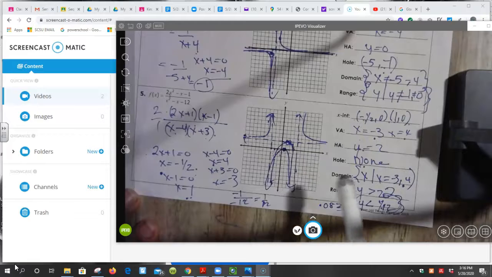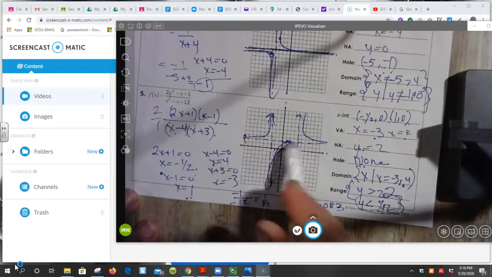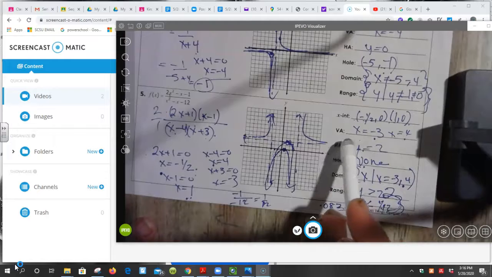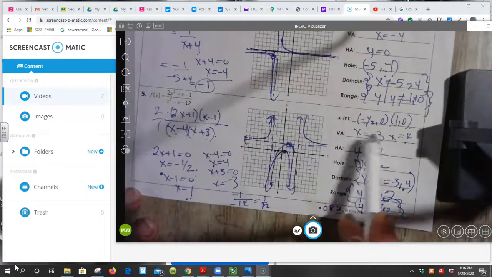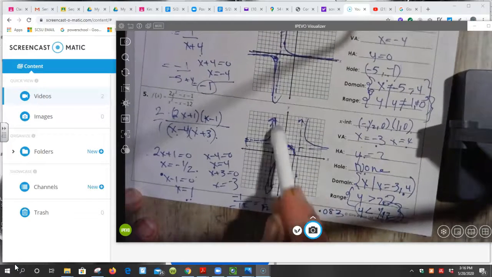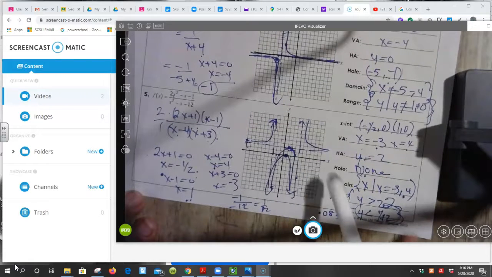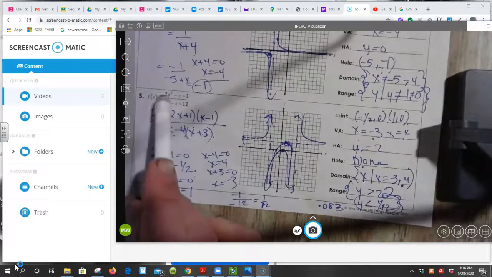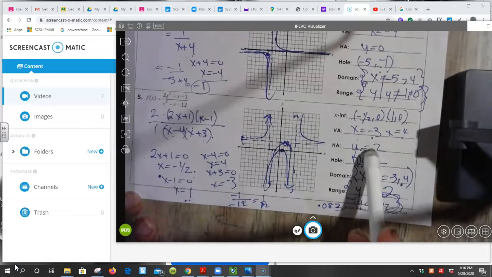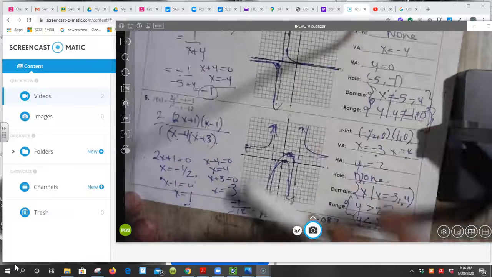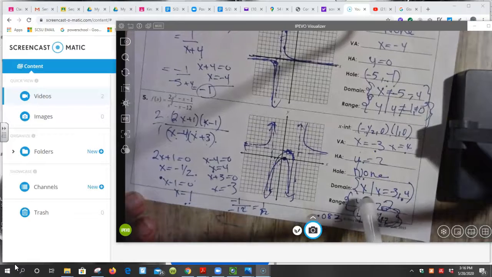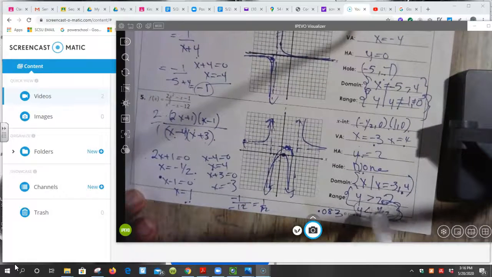Here and here, it's hard to see that. My graph is not perfect. Sorry I didn't take more time. But the vertical asymptotes are 4 and negative 3, those are the places right here. For the horizontal asymptote, they're the same power, so we look at the ratio 2 over 1, so y equals 2 is the horizontal asymptote right there. There is no hole, as we said, so for the domain, x cannot equal 4 or negative 3.